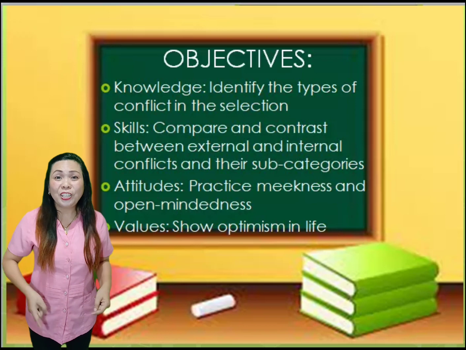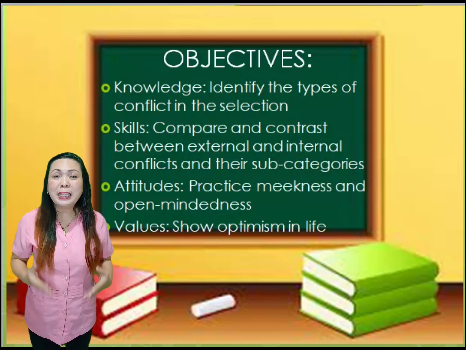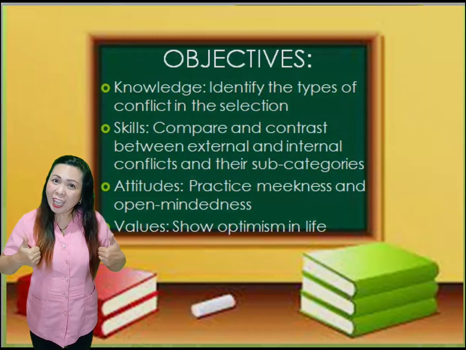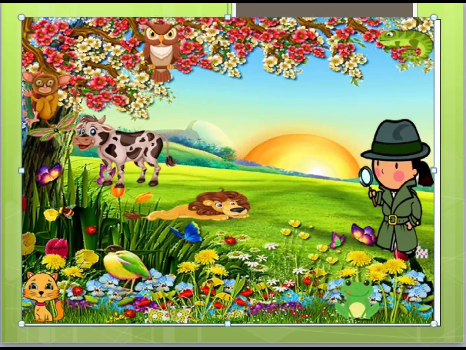Now, let's energize our minds by solving this puzzle. Okay, this puzzle is revealing the secret word. Look at the illustration. Let's help our friend Candy to find the secret word by finding the animals in the meadow. This will answer the problem on what element of the story involves the struggle of two opposing forces. Okay, your time starts now.